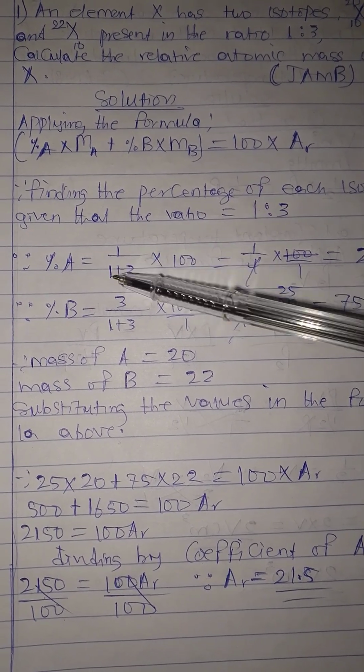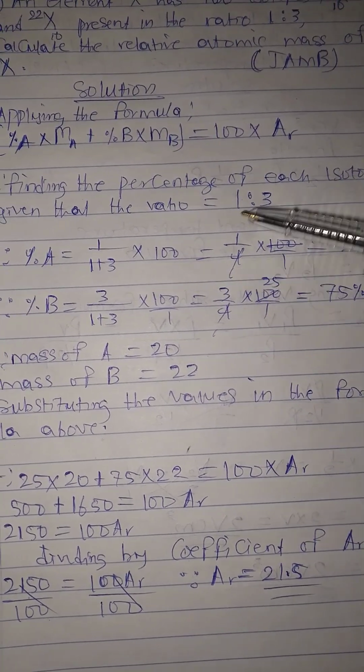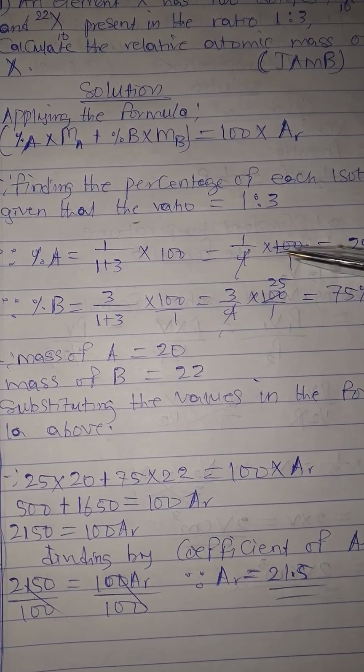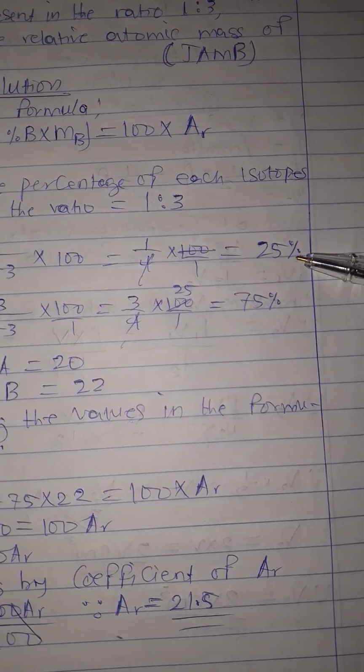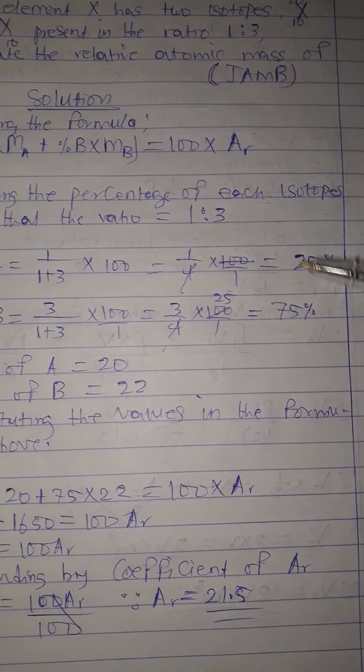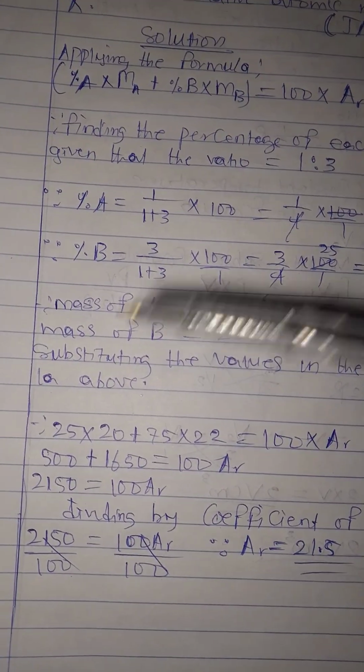So that becomes 1 over the total ratio, 1 plus 3, times 100%, which is equal to 1 over 4 times 100. 4 into 100 is 25%. So therefore 25% is the percentage for A.